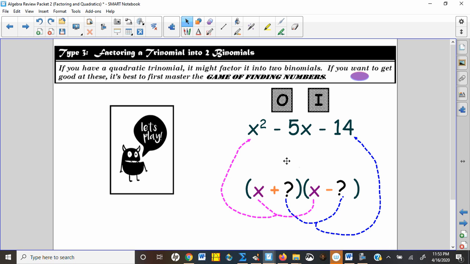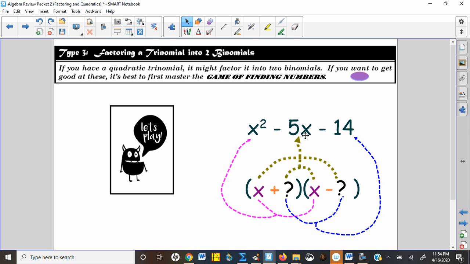And yet when you do the OI of FOIL, right, the O and the I, which would be the outers and the inners, which would be these two and these two, and you put those together, they have to equal the middle term. So they're multiplying to equal negative 14, but they're adding to equal -5. Some of you guys I know are yelling at me right now. I know what it is. It's -7 and +2.